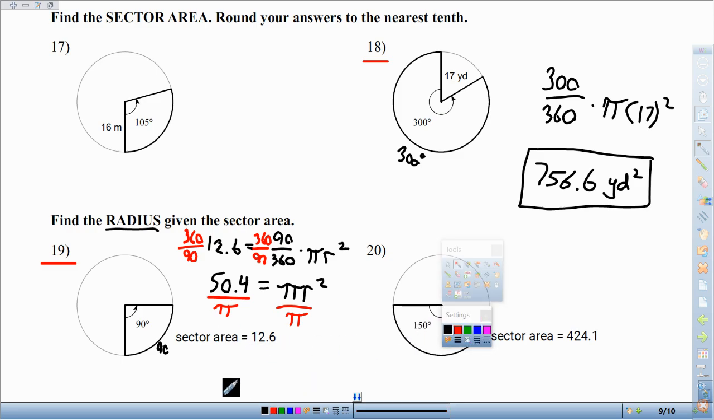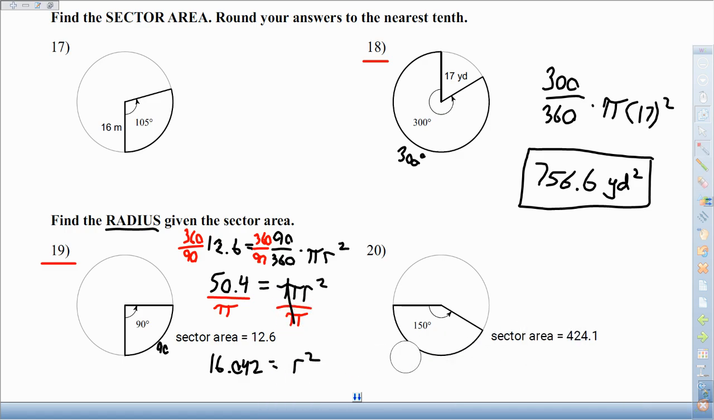Divided by pi, my calculator, I'm getting a 16.0428, and it goes on. Leave that number in your calculator. I'm going to write some of it out. 16.042. On the right, those are gone. We have r squared, right? And then the last thing, undoing squaring with square rooting.